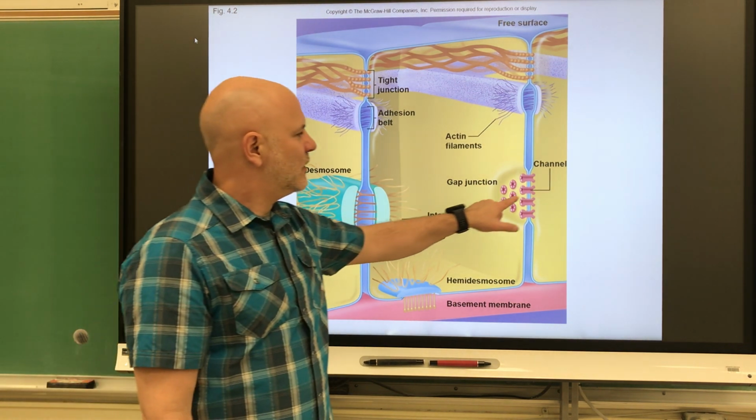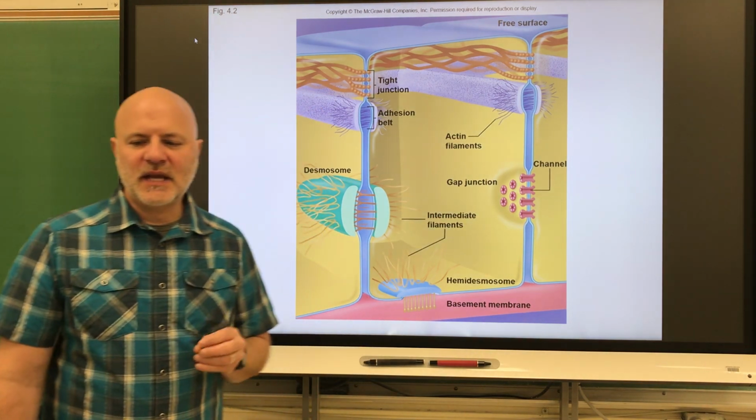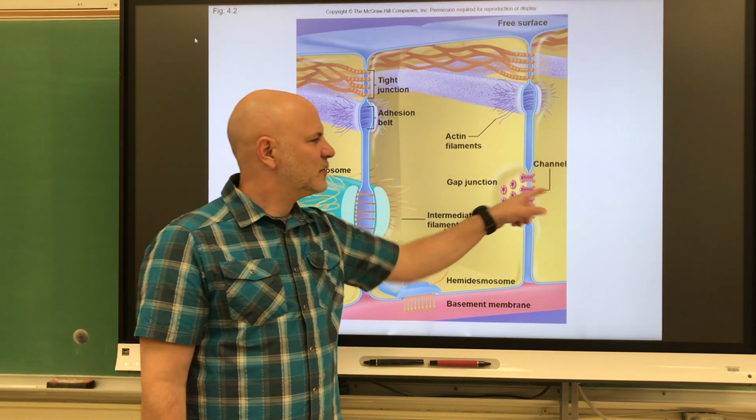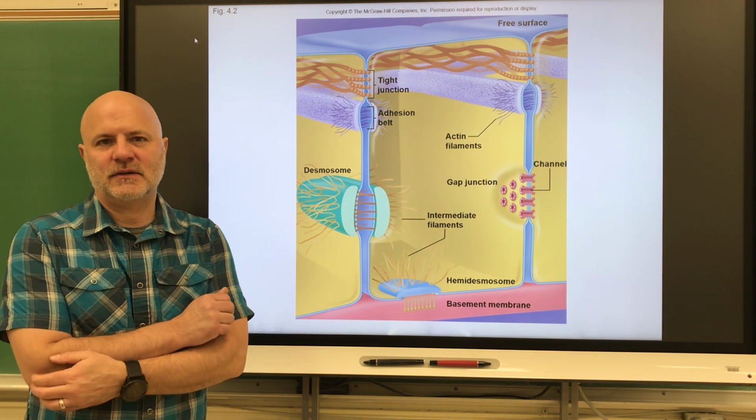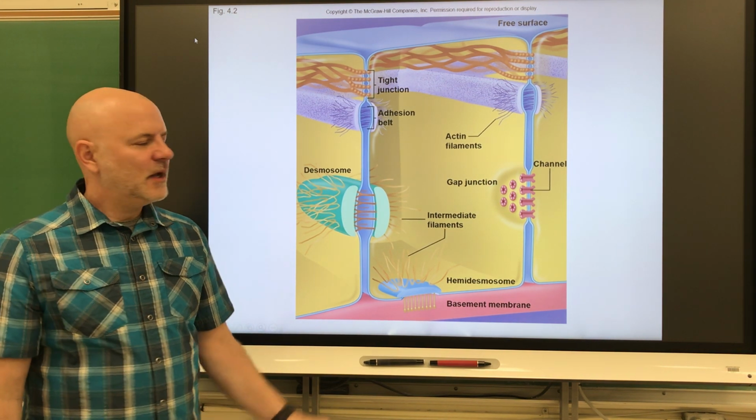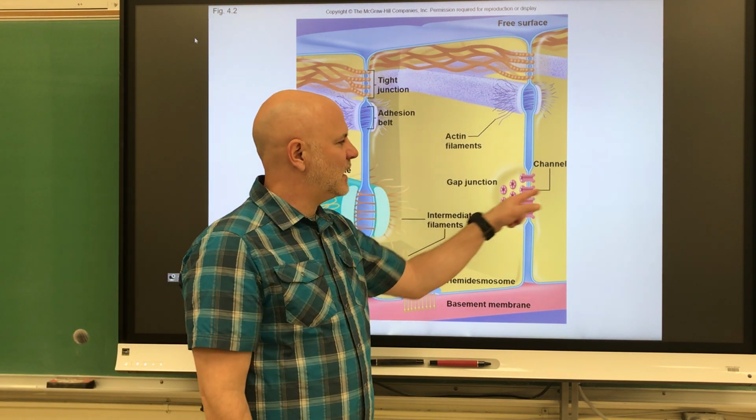Next are gap junctions. So these are gap junctions over here. A gap junction is essentially a channel protein between adjacent cells. So it's essentially a passageway between 2 adjacent cells, cells right next to each other, and this allows substances to move from one cell to the next.